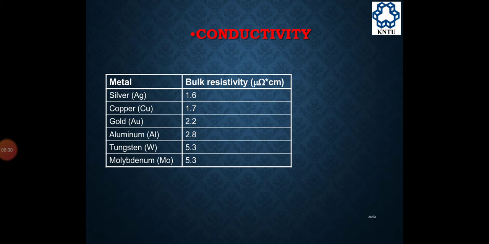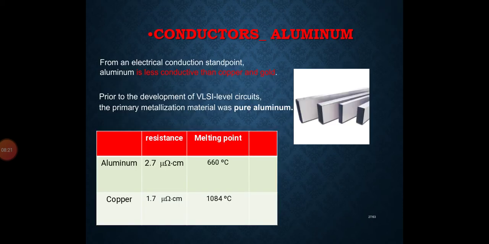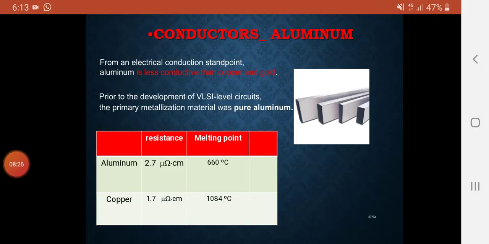Now if we talk about conductivity, like metal bulk resistivity, silver has a bulk resistivity of 1.6, copper is 1.7, gold is 2.2, aluminum is 2.8, tungsten is 5.3, and molybdenum is 5.3. Now, conductor aluminum. From an electrical conduction standpoint, aluminum is less conductive than copper and gold.